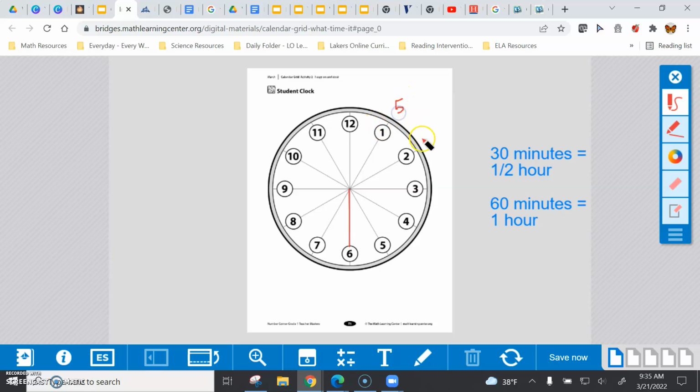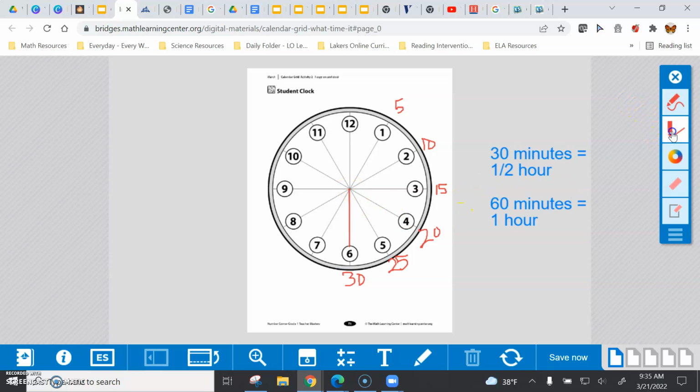We count 5, 10, 15, 20, 25, 30. 30 minutes of time has passed by to move that big hand. 30 minutes or a half an hour.